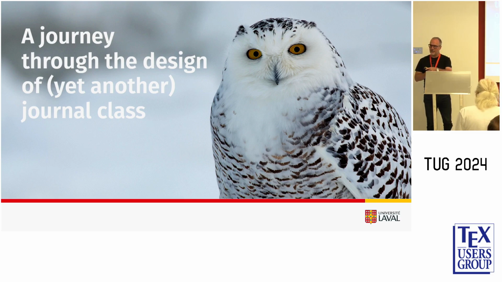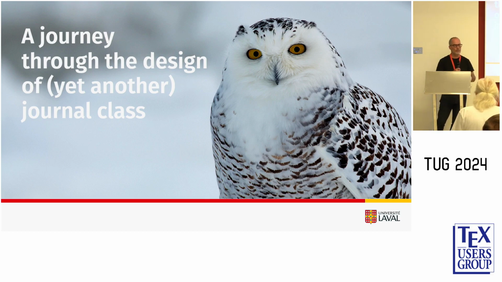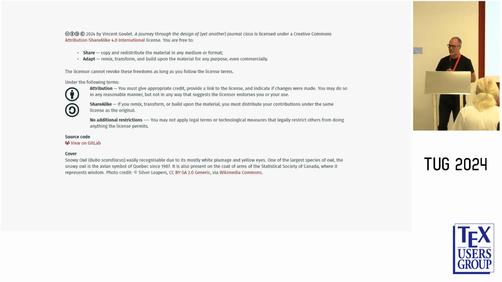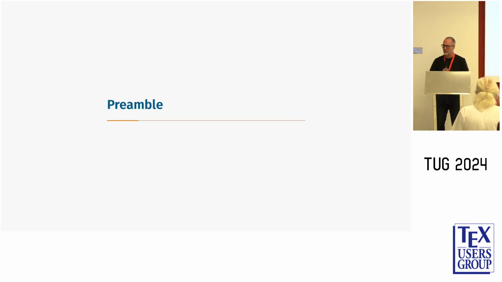This is a snowy owl. That's the avian symbol of the province of Quebec in Canada. And it also appears on the coat of arms of the Statistical Society of Canada. Just bear that in mind for a few seconds, because it will happen again in a minute. I'm certainly not the first one to make that joke, to start a LaTeX talk with the first section being labeled preamble.